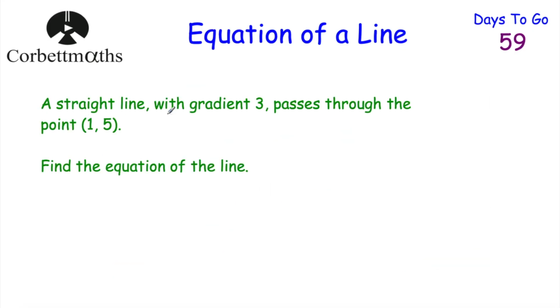Okay, let's have a look at this question. So this time we've been given a straight line has gradient 3 and passes through the point (1, 5). Find the equation of the line. So the equation of the line is going to be the form y equals mx plus c. So that's the equation of a line, and I would write that down to begin with.